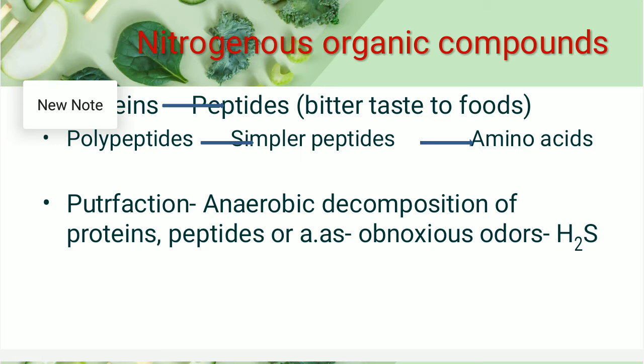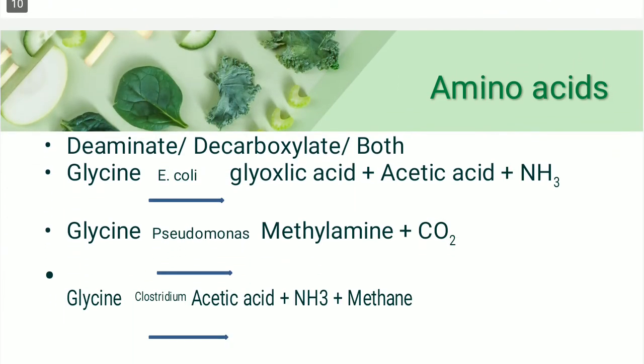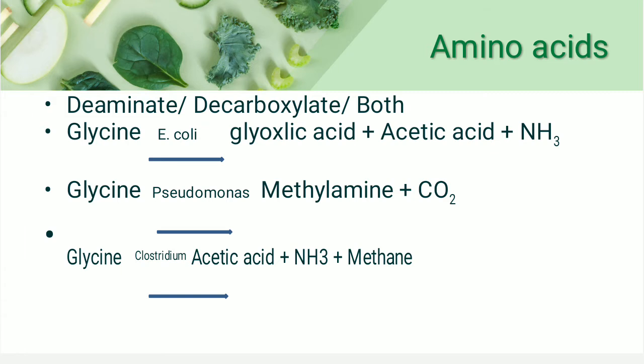When microorganisms act on these amino acids, they may deaminate them or decarboxylate them, or do both, deaminating and decarboxylating. A very good example is E. coli. Let us see when amino acids are acted on. For example, we will take glycine. We will take many things: alanine, glycine, serine, and so on. When E. coli acts on glycine, it produces glyoxylic acid, acetic acid, and ammonia, right, from glycine.